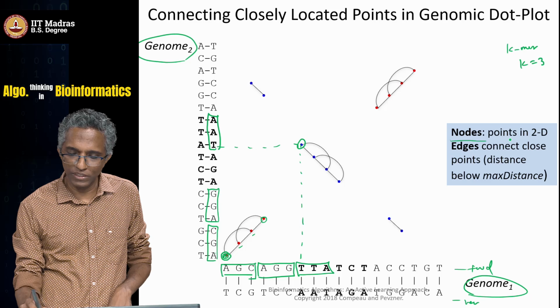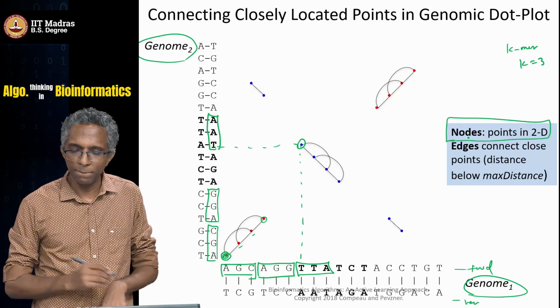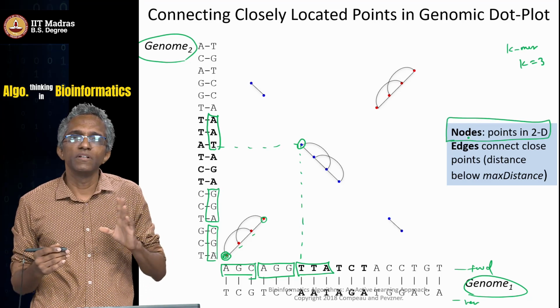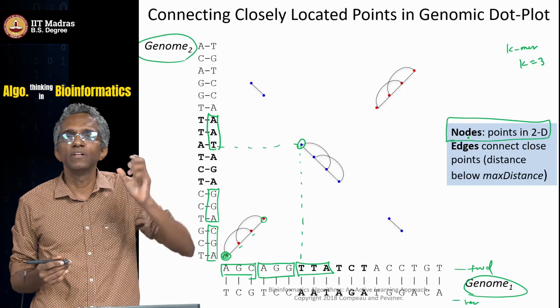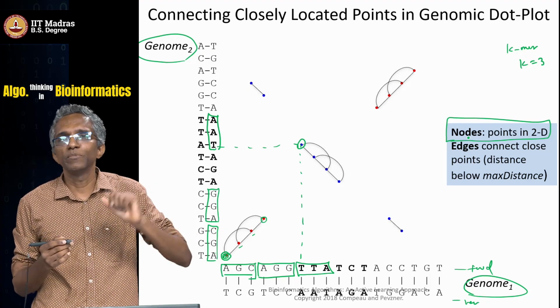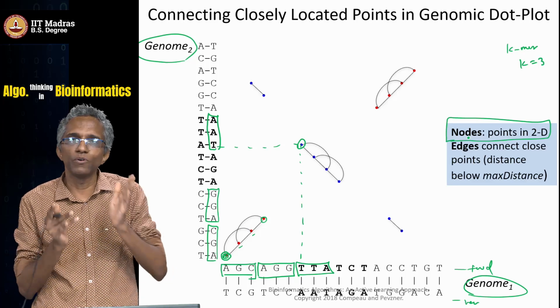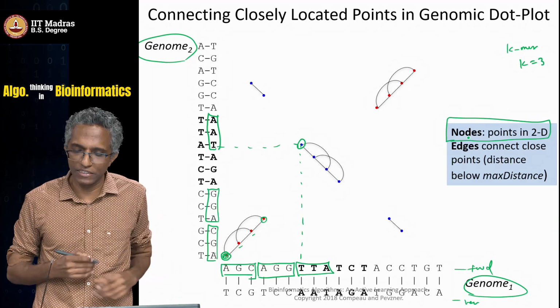Okay. So similarly, you just put in all these blue and red dots. These are the nodes, the points in 2D which are the matching k-mers. In some sense, these are the anchors, which are segments of the two chromosomes or two genomes that are matching between the two species, either in the forward direction or the reverse direction.